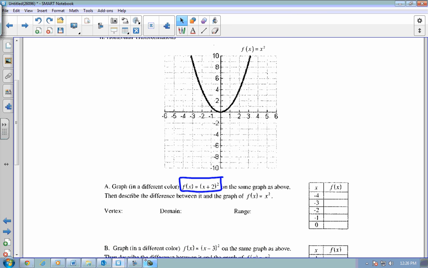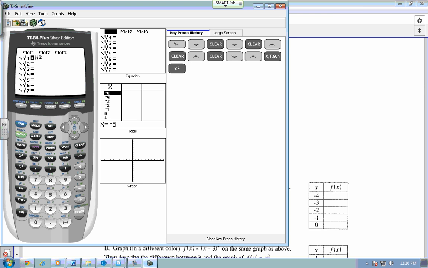Okay, now we're going to put in a second function, this one right here. In parentheses, x plus 2 squared. So, arrow down, so you're on y2. Go to y equals, please. Parentheses, x plus 2, close the parentheses, squared. Remember, the square is diagonally up from the 7. The x is right next to the green alpha button.